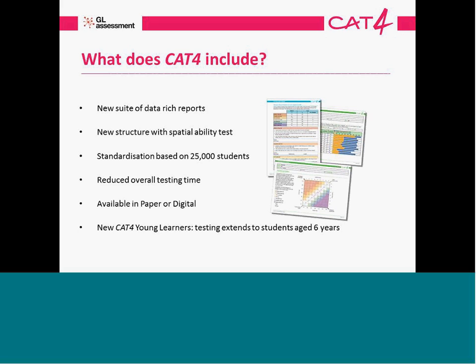We wanted, based on research, to produce a different structure which included a separate spatial ability test, which was done in 2011, and is based on 25,000 students across the UK. Our new structure has reduced the overall testing time slightly, and we produced paper and digital versions concurrently.